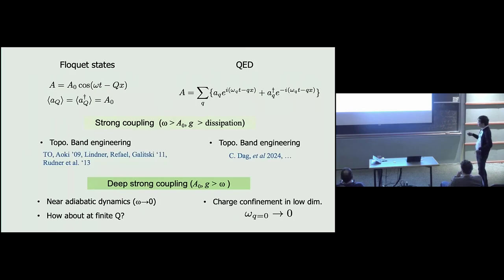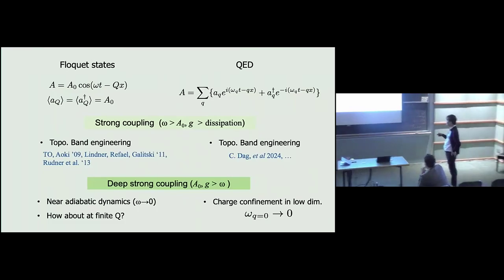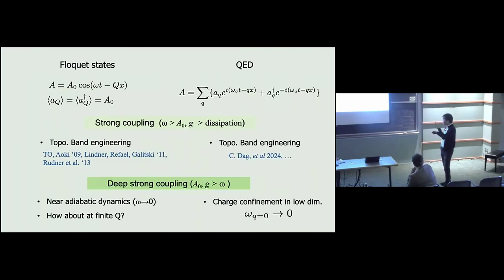For example, as we already know, this strong coupling is necessary to do topological band engineering in the Fourier language, because we want the strength of the laser to be larger than the dissipation. And we also want this so-called relatively higher frequency in this kind of band engineering. This is also true in the case of this cavity-induced topological band engineering. But then in my talk today, I want to focus on this deep, strong side.